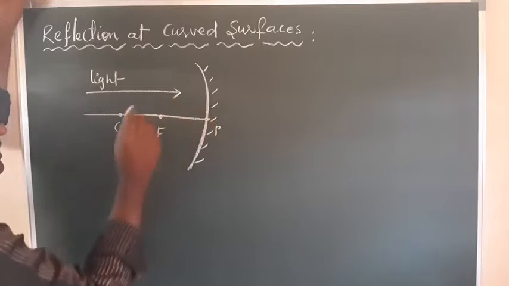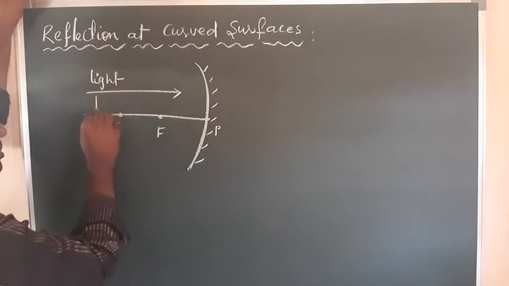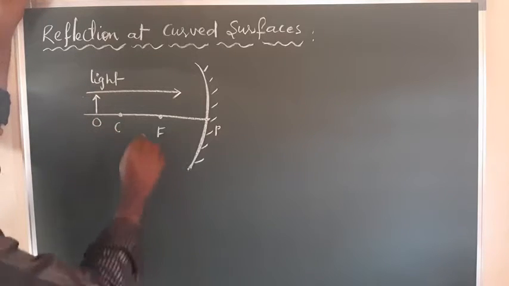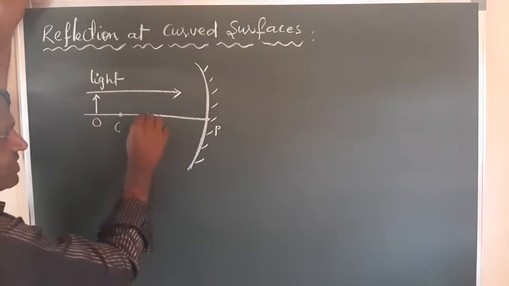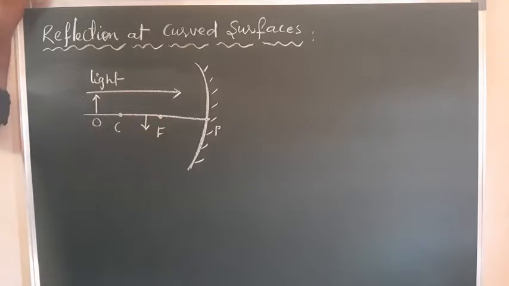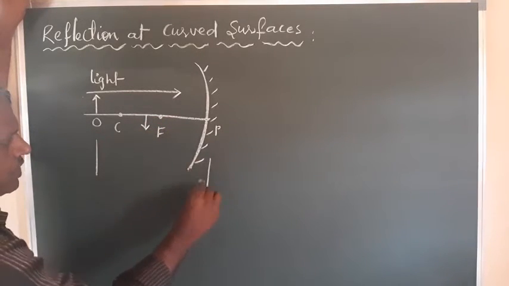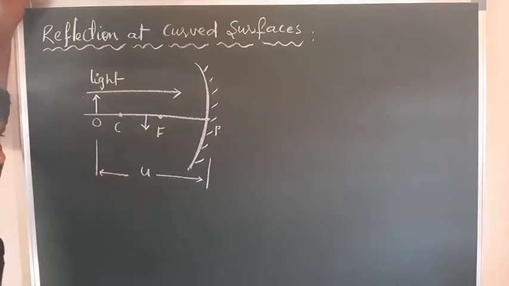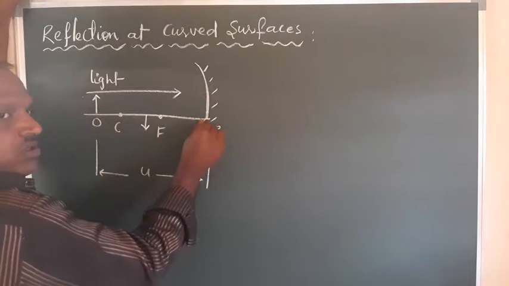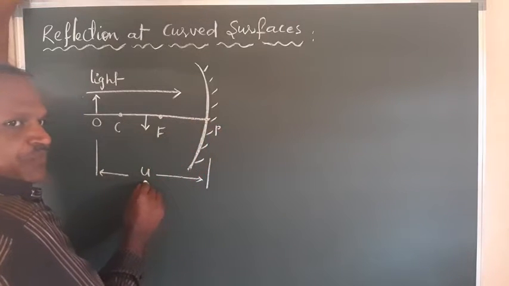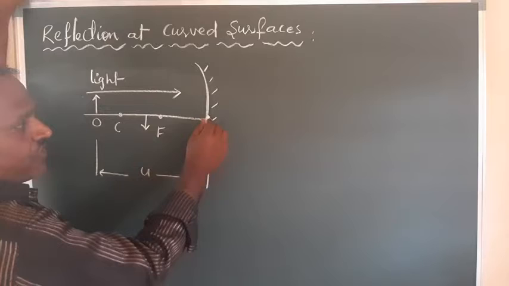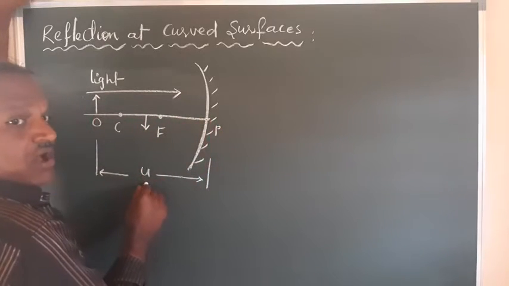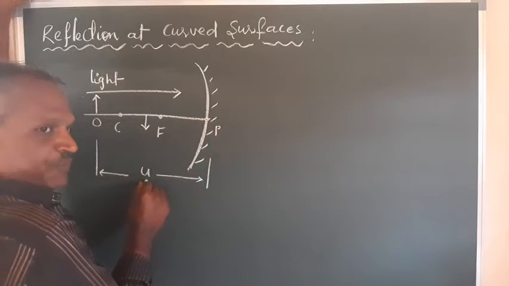Okay, right? And here somewhere you have the object. Let it be here, this is the object we have. Somewhere we are getting the image formation, let it be here, this is the image. The object distance, from here to here, is represented by u. Where to where? Object to the pole. That distance is measured from pole to the object, which is the object distance, represented by u.